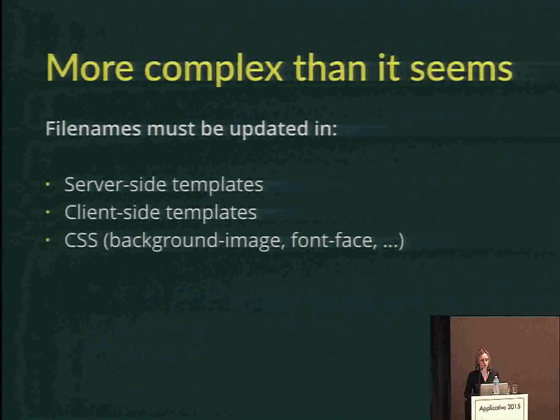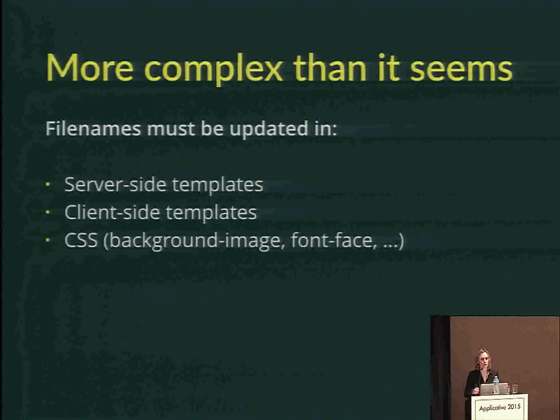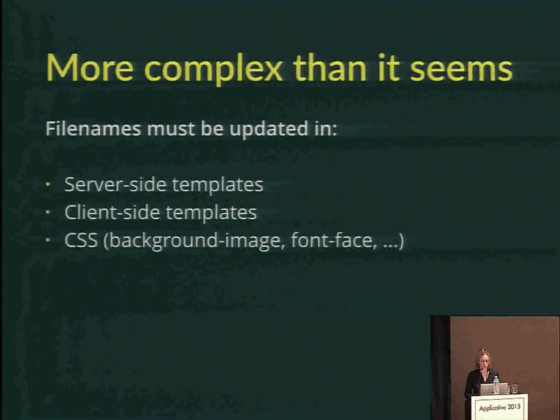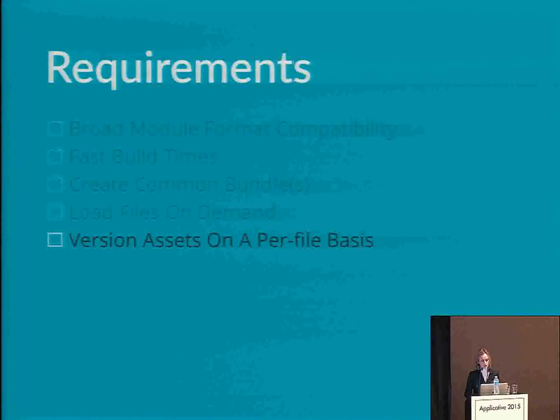So you need to update the file name on the server-side templates. That's easy. Client-side templates, that's not too difficult too. You just need to send back all the data necessary. But you also need to change all the references to images and fonts inside CSS. So basically, you will have to use LESS, have variables, and update them on the fly when you are deploying. You can put a system in place yourself, but that's complex. So a new item, that's the last one: we need to version assets on a per file basis.